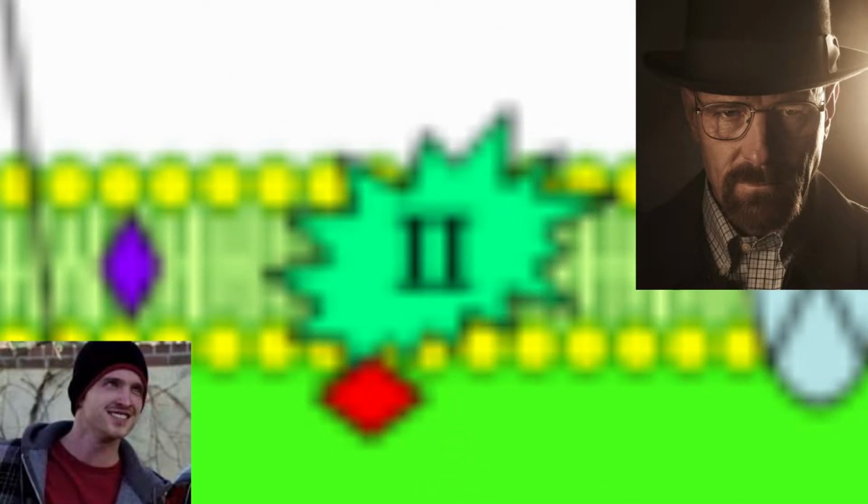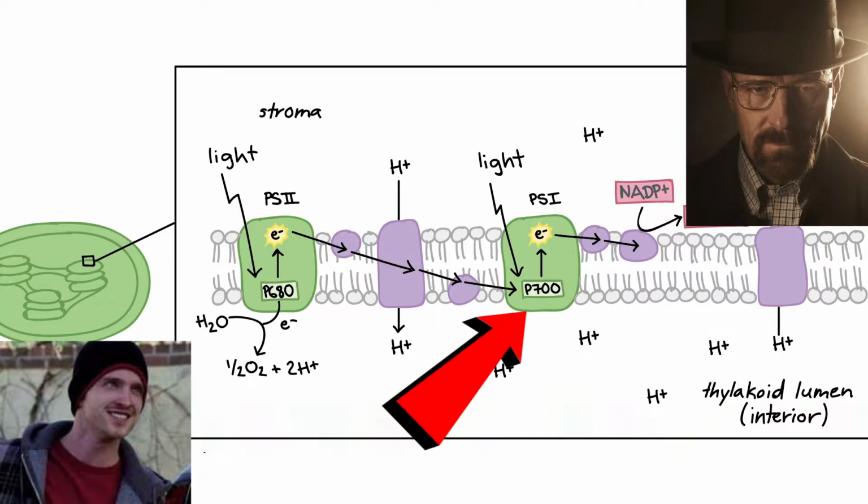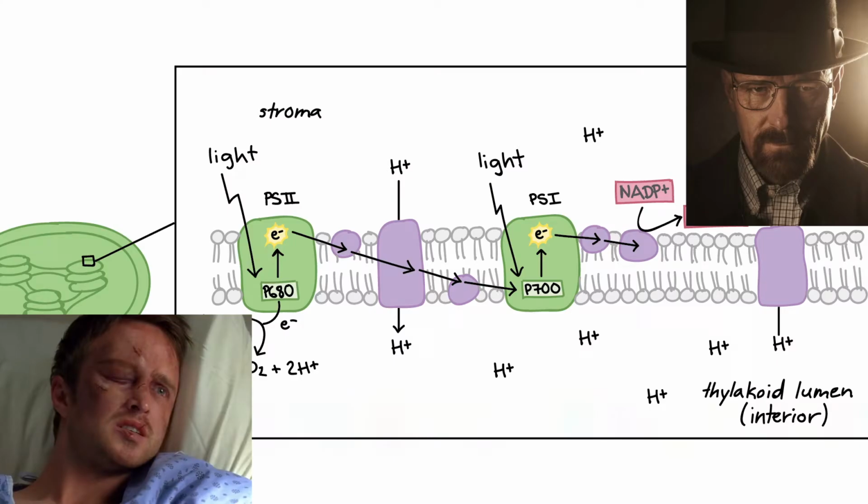But Mr. White, why don't we start in Photosystem I? Because, Jesse, Photosystem I was discovered before Photosystem II. But why didn't they just rename... Because that's how it is, Jesse.